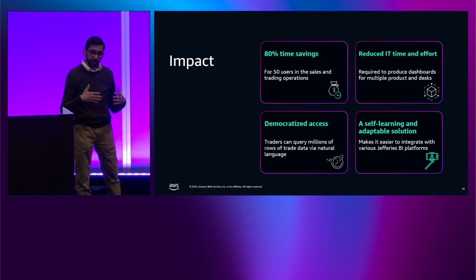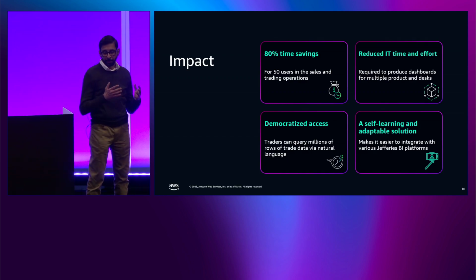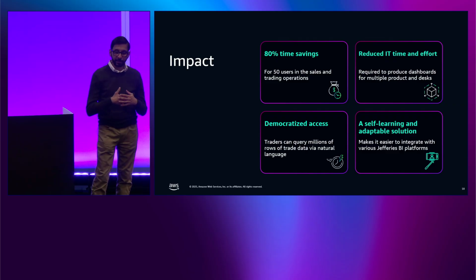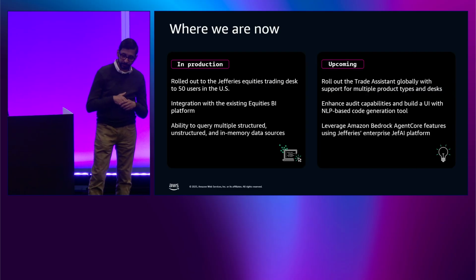And importantly, the architecture is future-proof. It's self-learning, so it continuously improves and adapts. It integrates easily with Jefferies' existing BI platforms and infrastructure, ensuring scalability and maintainability. In short, this solution bridges the gap between complex financial data and business user needs, providing a platform that's not only powerful today, but built for continued growth.